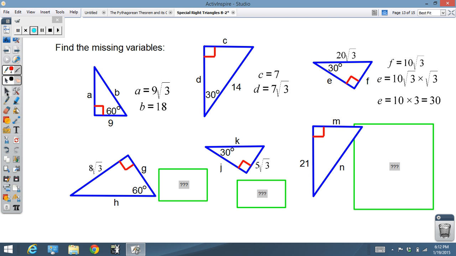Next one. Long leg is 8 times the square root of 3, so the short leg must be 8. Hypotenuse must be 16.